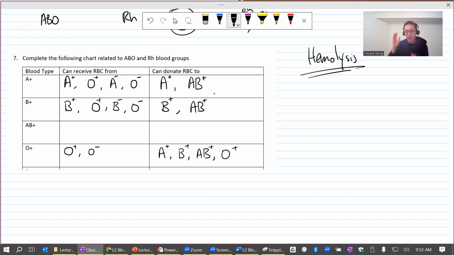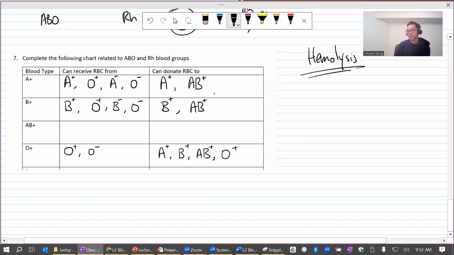So which is why in a situation where it's very emergent, right? Then you give them O negative, and typically the benefit of receiving the O negative will outweigh the risk of getting it wrong. Does that answer your question? Okay, yeah, thank you. Sorry.